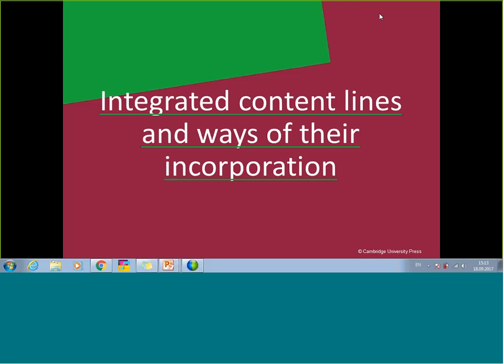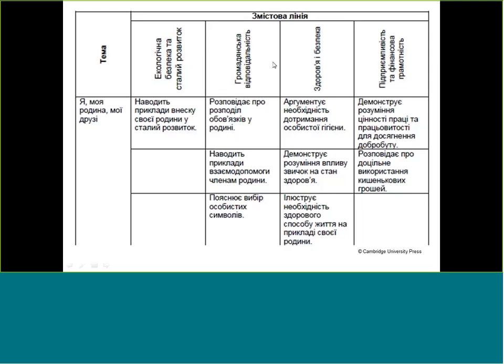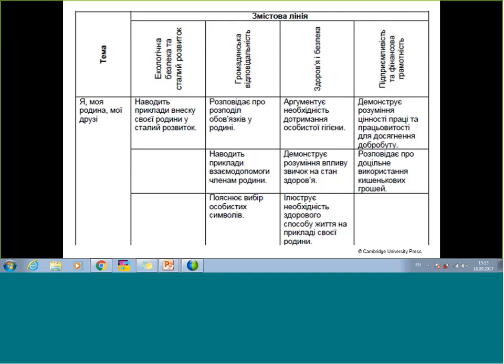We talked on integrated content lines and ways of their incorporation. So what are these content lines? Let's see closer. You've seen them in the program, in the curriculum. So the first one is ecological safety and permanent development. The second one is civil responsibility. The third one is health and safety. And the last one is entrepreneurship and financial awareness, right?